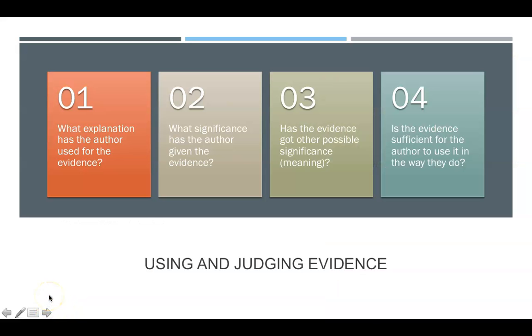So, using and judging evidence. What explanation has the author used for the evidence? What significance has the author given the evidence? Has the evidence got other possible significance or meaning? Is the evidence sufficient for the author to use it in the way they do? This is something you need to look out for when you're reading the articles that you are reading.